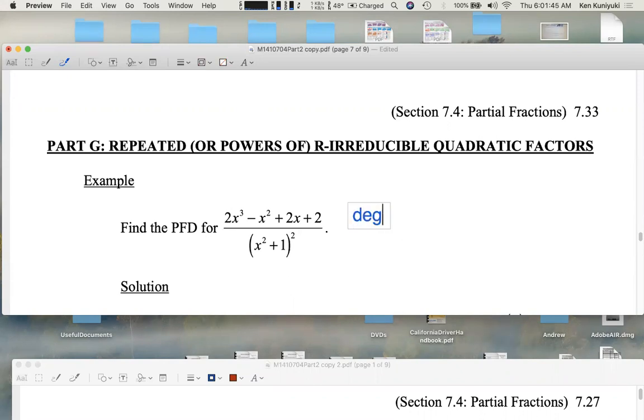The degree of the top, the numerator, is 3. But what is the degree of the denominator? If you were to expand this out and write it in descending powers, what would be the leading term? The leading term would be x to the 4th, and then you would have lower order terms. But what degree is the bottom? The degree of the denominator, the bottom, is going to be not 2, but 4.